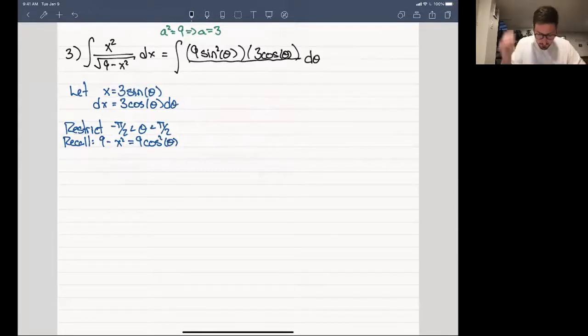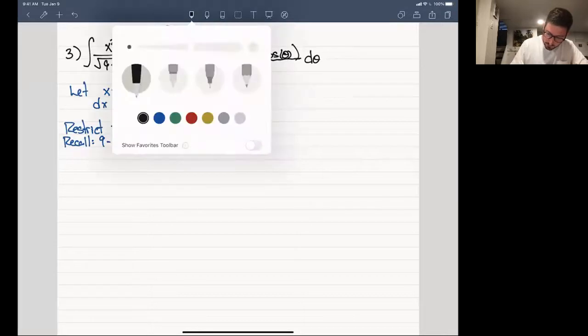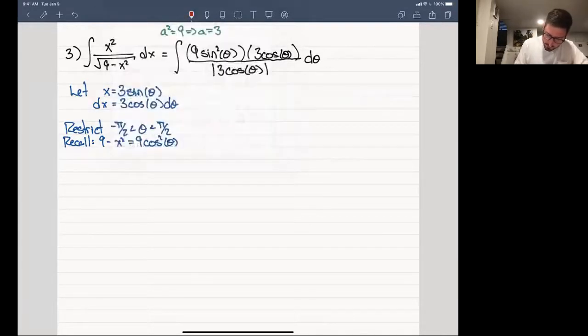And on the bottom, I've got the square root of 9 cos squared theta, which is just the absolute value of 9 cos of theta. And in our case, because we've restricted ourselves to minus pi over 2 to pi over 2, cos of theta is positive here. So maybe we have all of these little scribbles in the margins that help us. But this tells me that cos of theta is positive. So that absolute value is completely redundant for me.